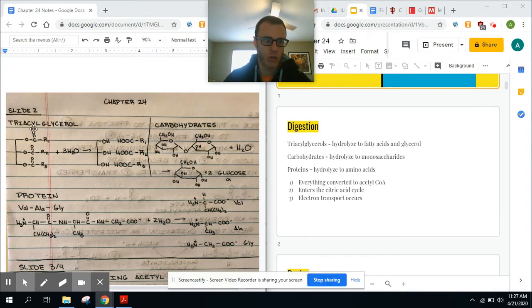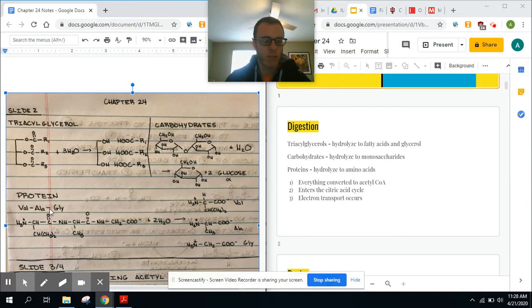Just to make sure we understand it, here we have this triacylglycerol. There's our glycerol compound, there's our fatty acid chains, and we've got our ester bonds here. Three waters separate glycerol and fatty acids. For carbohydrates, here's a disaccharide plus water, and it breaks apart. We get two glucose molecules. This is the alpha anomer.